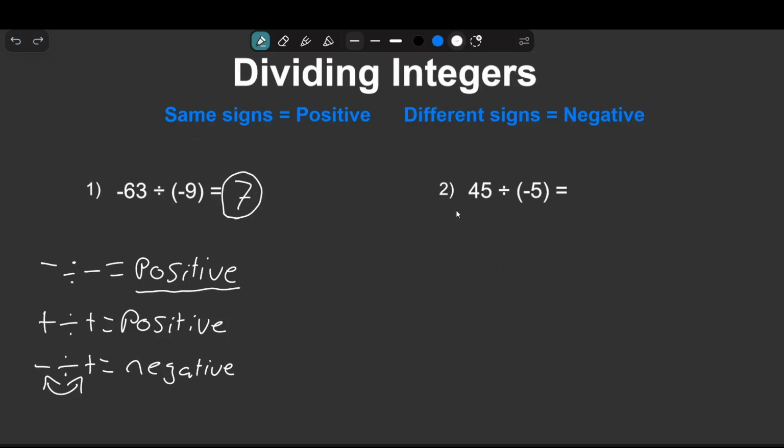Now let's go over to the second example, where we have 45 divided by minus 5. These are two different signs, so we are going to get a negative result. So we have a positive divided by a negative, just like a negative divided by a positive, or the other way around. It doesn't matter which way around. We will always get a negative answer if we are dividing or multiplying different signs. So 45 divided by minus 5 will equal minus 9 as our final result.